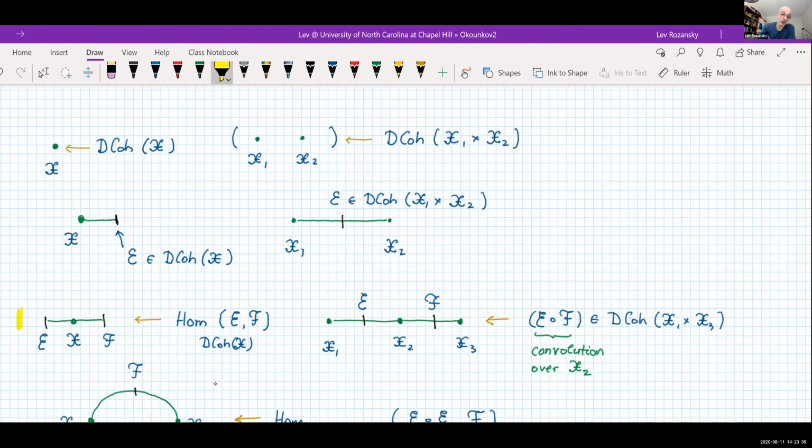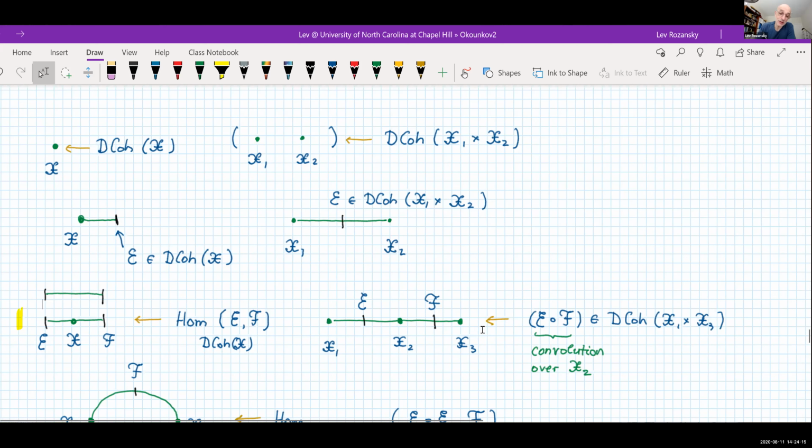So you can say that this is just the same as simply having two black marks and a line connecting them. Next, you may wonder, what if you have two black marks sitting on a line and x2 being in between? Then you should do the convolution of the sheaves E and F, meaning pull back, tensor product, push forward, the usual stuff, and you will get a sheaf on x1 cross x3.